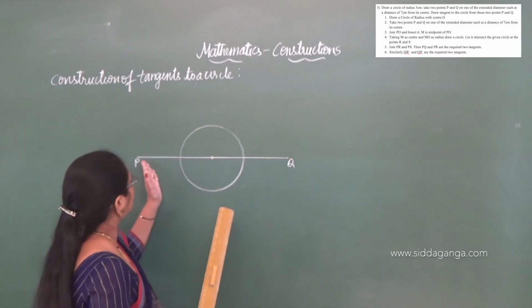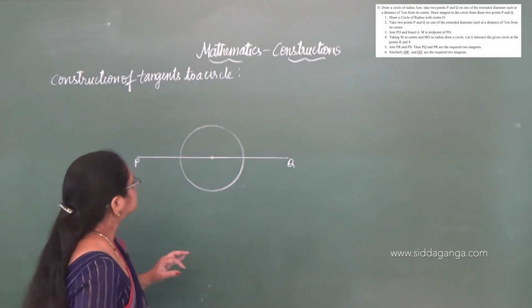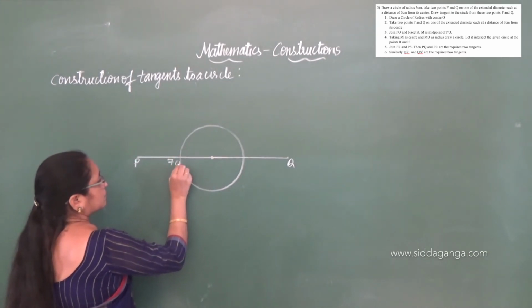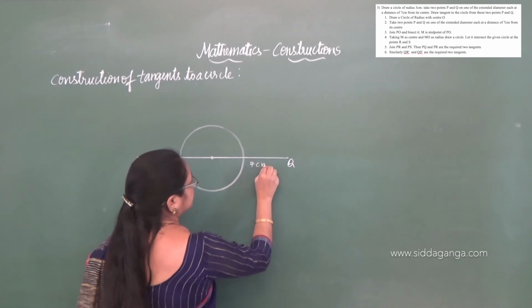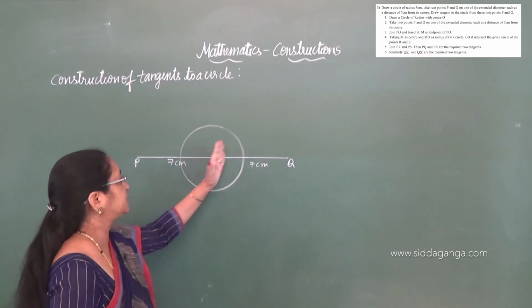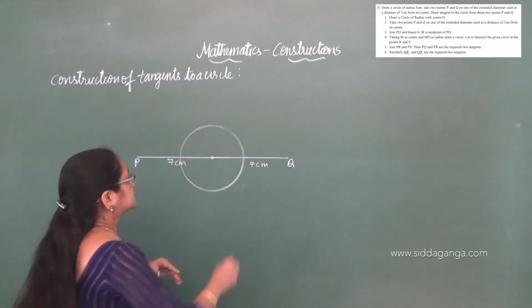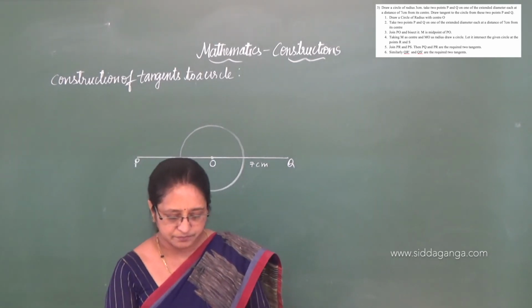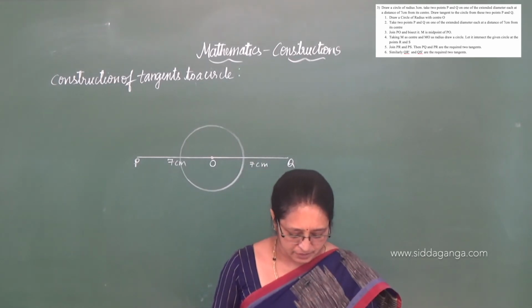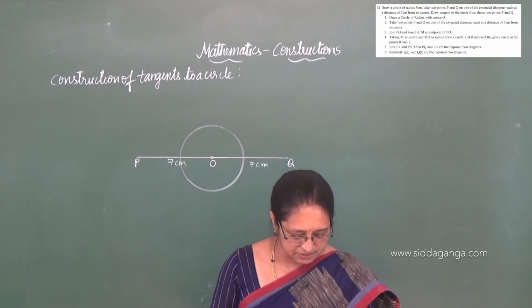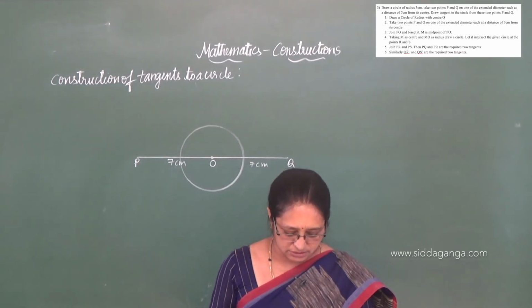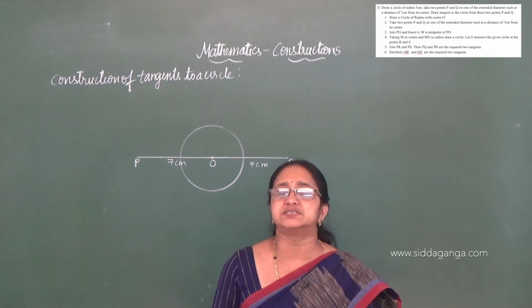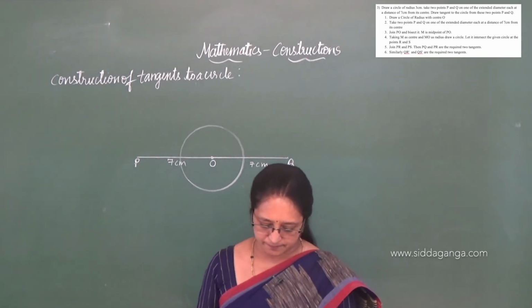So, how much is this? 7 centimeter. This is also 7 centimeter, from the center. From the center 7 centimeter. So, let this be O. Okay. Now, I have to draw the tangents to the circle from these 2 points.